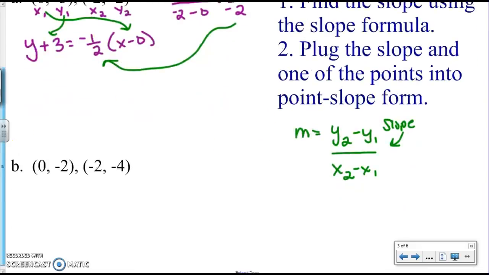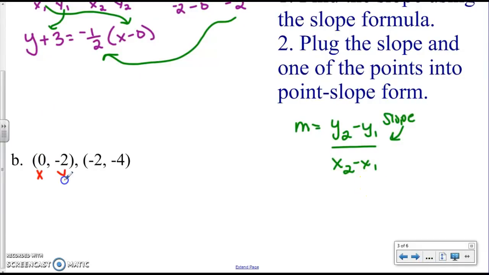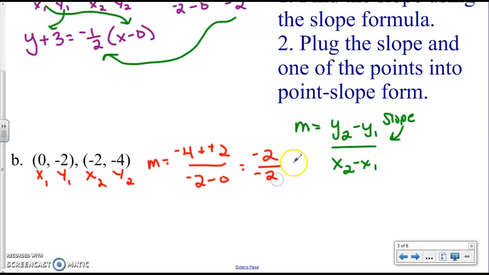Okay, so let's do one more. We're going to go ahead and label those. So I'm going to do x, y, x, y. And 1's for the first point, 2's for the second point. So if I find my slope, y2 minus y1 over x2 minus x1. Change that to plus a positive, so I get negative 2 over negative 2, which simplifies to give me 1. So there's my slope. And I have my x1 and y1, so I'm going to plug those in. So y minus y1 means I change my sign, equals m times x minus x1, which is 0, and we're done.